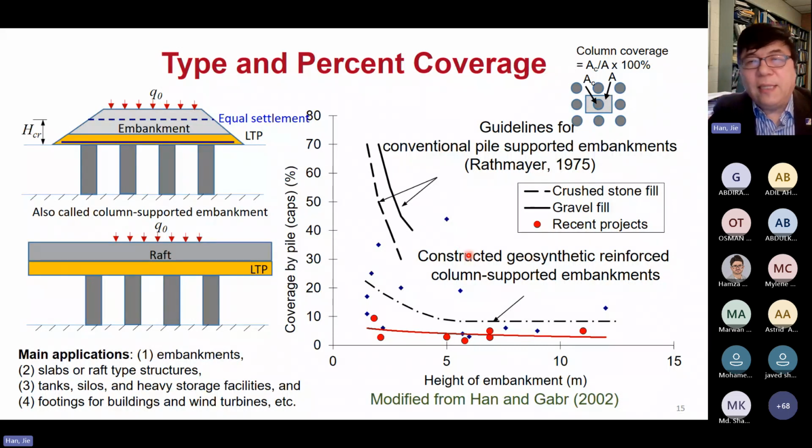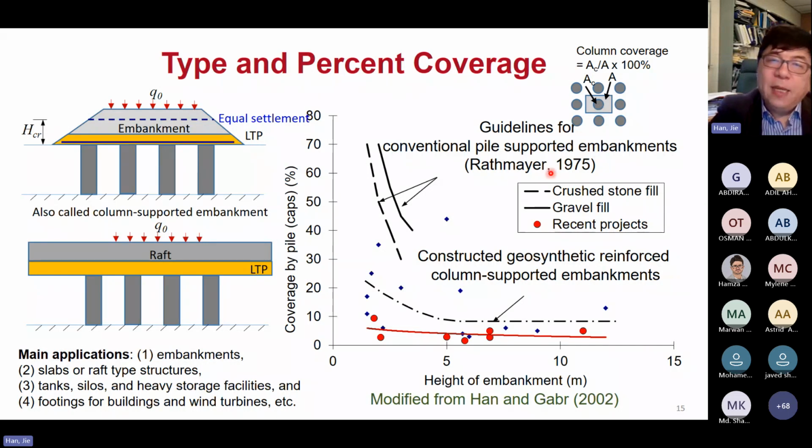And these are the results I gathered, to show you the percentage of coverage. Here is the definition. Column coverage is basically the column cross-section area divided by the unit cell area or influence area. Now, there is different terminology you may see in the literature. Sometimes we call it percent coverage, and the most common term is area replacement ratio. The reason we use percent coverage is that sometimes you use a pile cap. If you just have columns, a lot of people call it area replacement ratio, basically how much area of the soil has been replaced by columns.